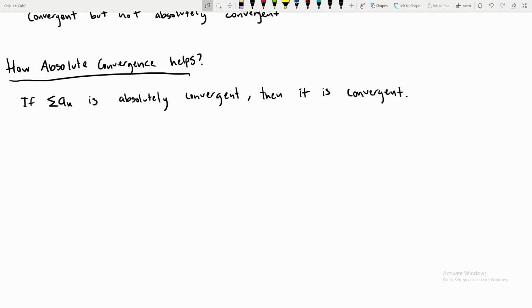I know this seems very obvious because I've said it a couple of times now, but I'm going to show you examples and I will show you why a lot of the time it's easier to compute the absolute value of a series rather than to find whether the original series is convergent or divergent. So a lot of the time we'll be taking the absolute value of the series and finding whether that is convergent or divergent. If it's convergent, then we can say that the series is absolutely convergent. And if that series is absolutely convergent, then we can say that the original series is convergent.